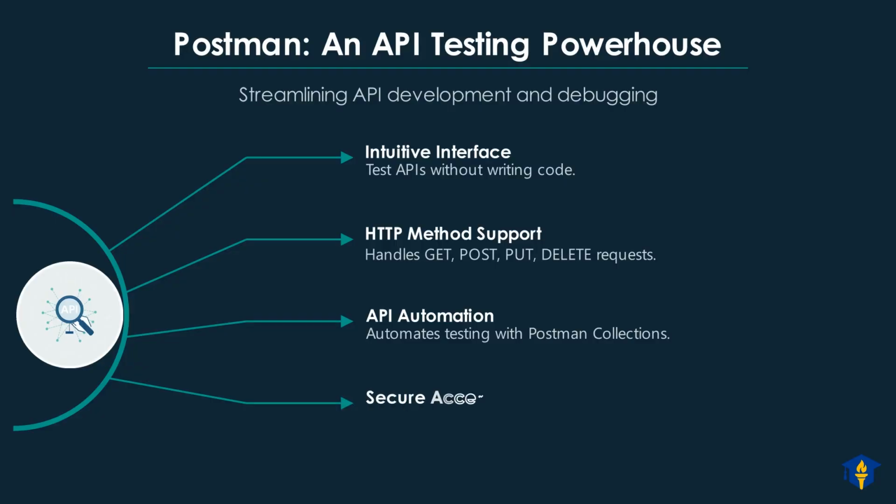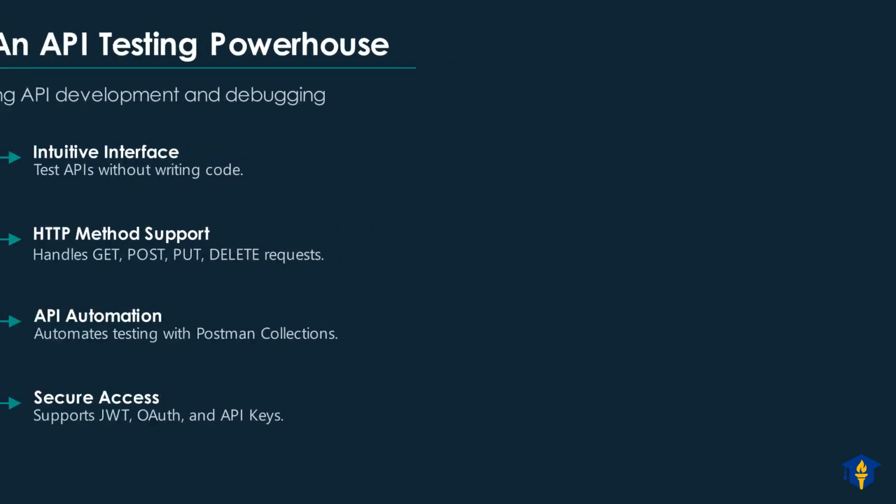For secure access, Postman offers robust support for various authentication methods. It supports JWT, OAuth, and API keys, ensuring your API calls are properly authenticated.